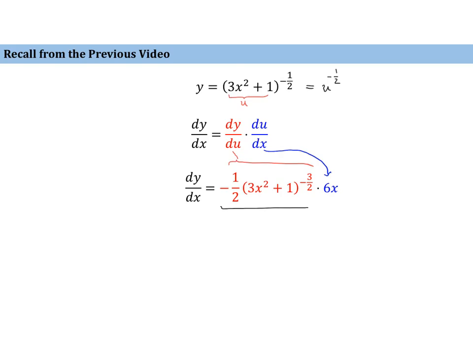So if I compare this part to u to the negative 1/2, I would bring down the negative 1/2 power, and I would lower this power by 1. And so negative 1/2 minus 1 is negative 3/2. But the question is, where'd this come from? That's not from the power rule from the previous section. Instead, this is going to be part of the chain rule. It's the derivative of the inside function.